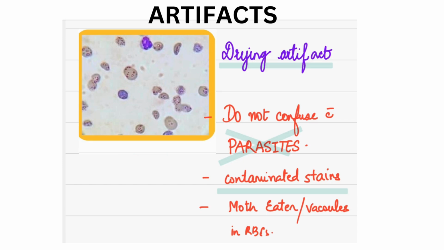Because of this moth-eaten appearance, as if some insect is trying to eat it, okay, it can look like a parasite, but somehow you will know that these vacuoles, these air vacuoles, are not inside the RBC, and are just above it, like a superimposed thing. So you do not confuse it with a parasite. It is not a parasite. It is actually contaminated stain which is causing this. So these vacuoles will have a moth-eaten, insect-like appearance, and this is actually a drying artifact. Do not confuse it with a parasite.